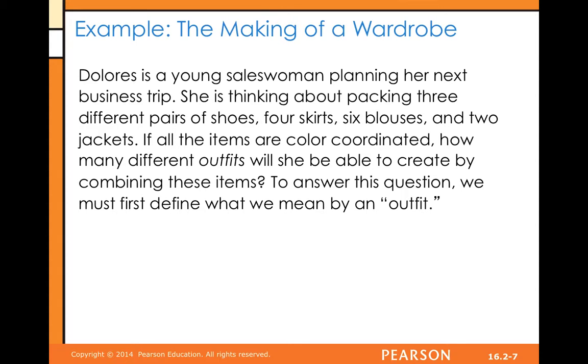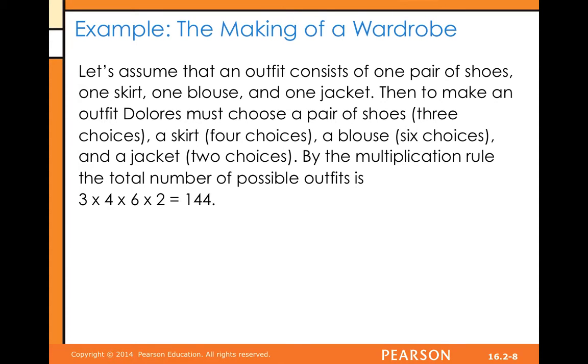So here's sort of a toy example. Dolores is a young saleswoman planning her next business trip. She is thinking about packing 3 different pairs of shoes, 4 skirts, 6 blouses, and 2 jackets. If all of the items are color coordinated, how many different outfits will she be able to create by combining these items? Well, to answer this question, we must first define what we mean by outfit. Let's assume that an outfit consists of 1 pair of shoes, 1 skirt, 1 blouse, and 1 jacket. That makes sense, right? She will certainly be wearing shoes. She will certainly be wearing a shirt, right? So an outfit consists of these 4 things.